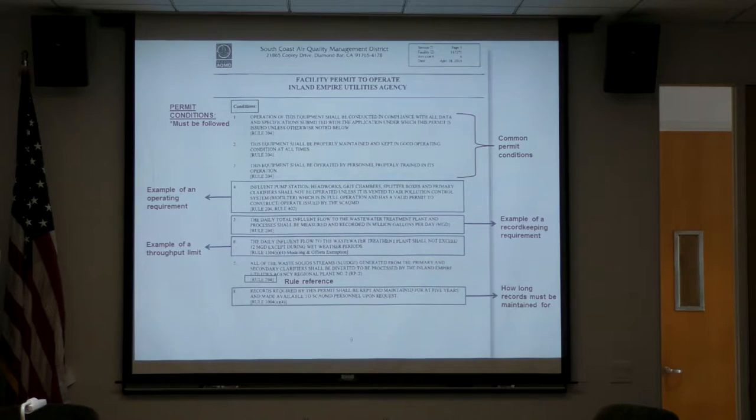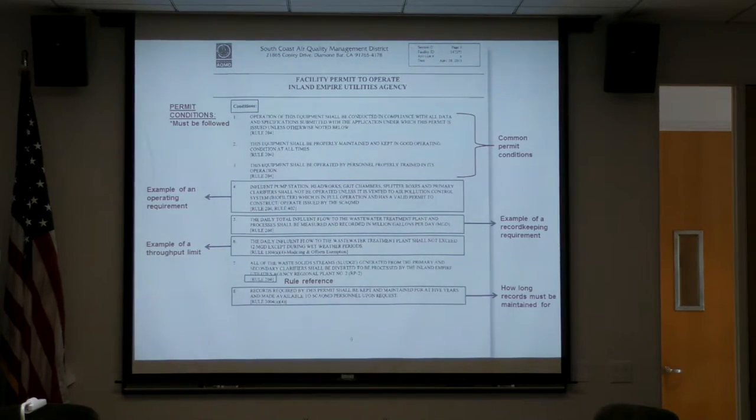So this is the second page of the wastewater treatment plant permit. The first 3 conditions are standard conditions found for all of our permits. It's basically that we need to keep our equipment in good operating condition at all times, and that the equipment must be operated by trained personnel. So condition number 4 is a really good example of an operating requirement in which we can't operate these processes unless they are vented to the biofilter.